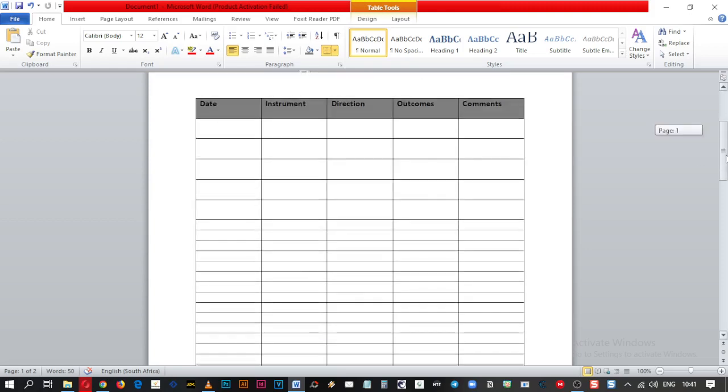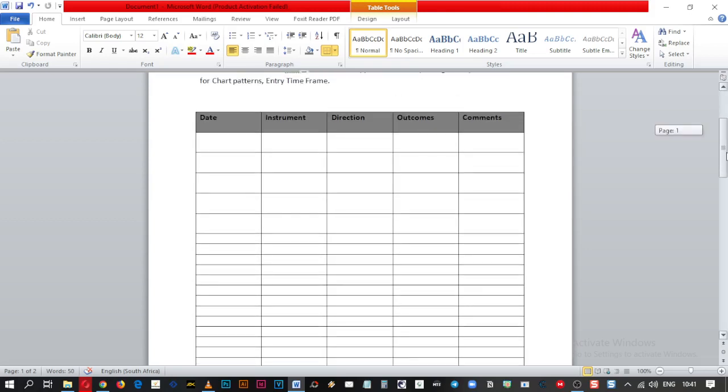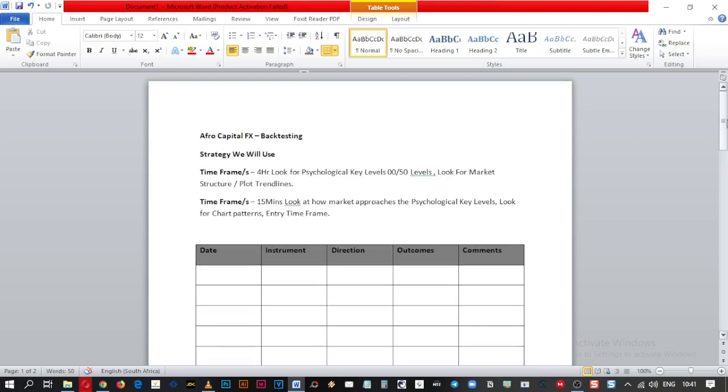So this is our chart. I'm choosing the day I entered the trade, the instrument, which is NAS100, the direction, whether we're buying or selling, the outcome, whether we won or lost the trade, and the comments on what I've just seen with the trades. It will be highly interactive, and we're looking at taking just 1 month, and finding out how the strategy goes within that month.